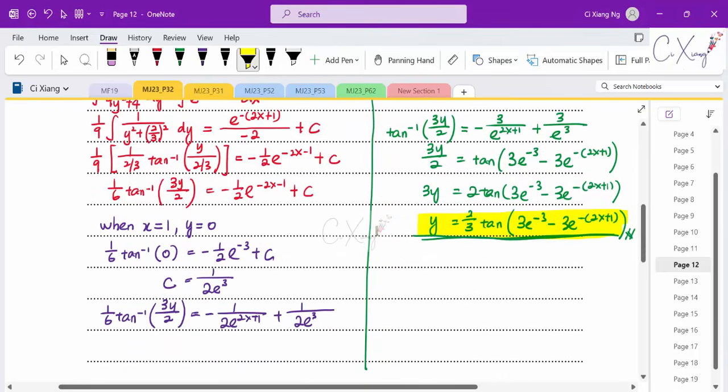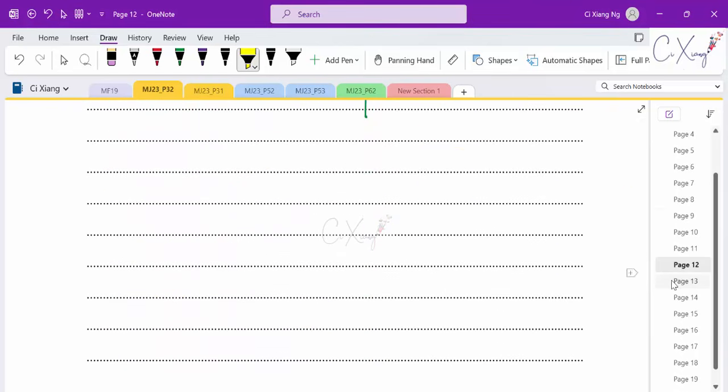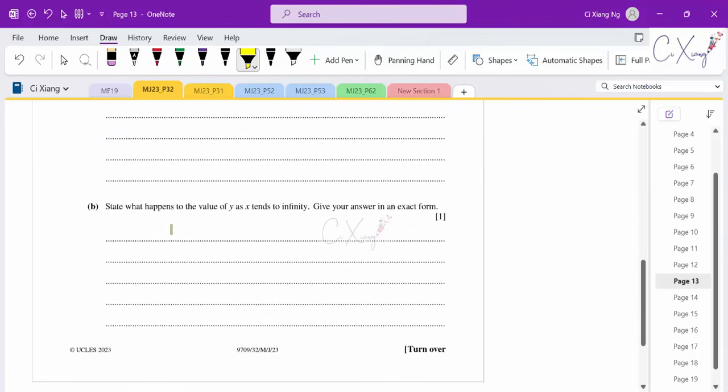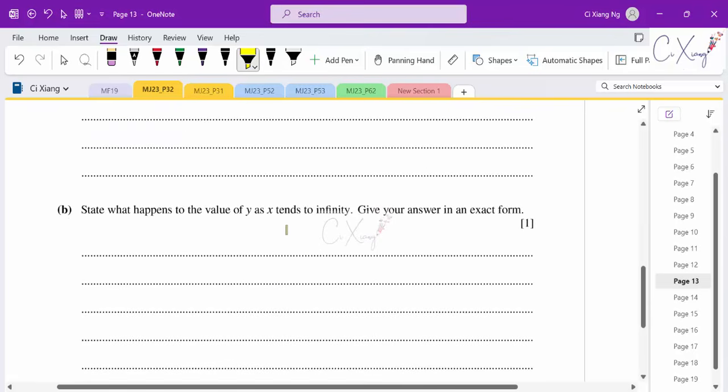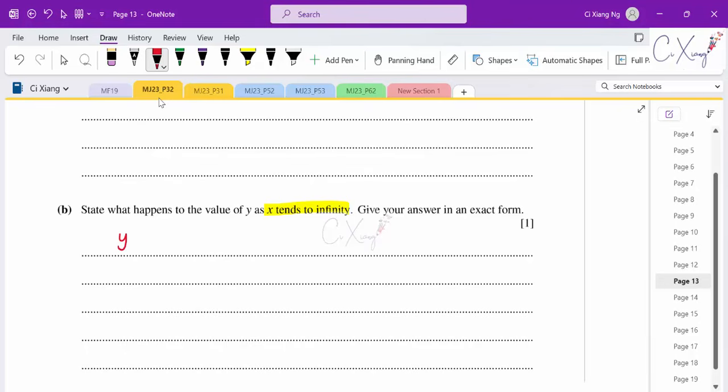Now let's proceed to part B. For part B, they are asking what happens when the value of x tends to infinity, and to give your answer in exact form. So I rewrite my answer from just now: y equals 2 over 3 tangent of (3e power negative 3 minus 3e power negative 2x plus 1).